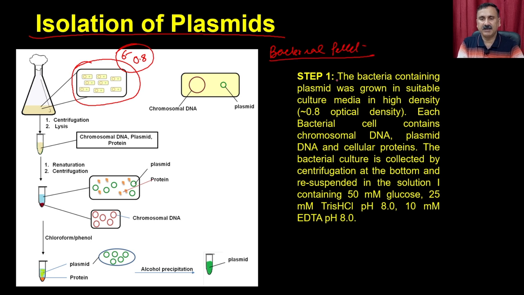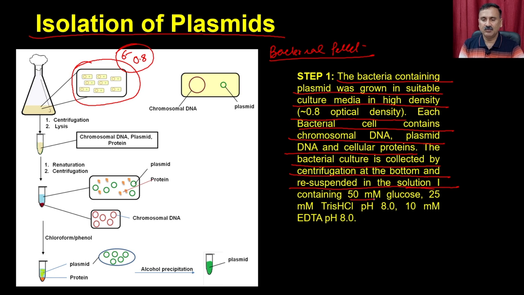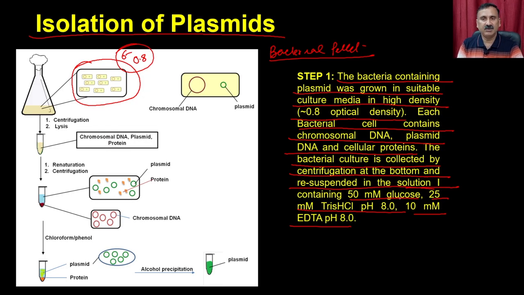In step one, the bacterial pellet was grown in suitable culture media to a density of 0.6 to 0.8. Each bacterial cell contains chromosomal DNA, plasmid DNA, and cellular protein. The bacterial culture is collected by centrifugation at the bottom and resuspended in solution 1 containing 50 millimolar glucose, 25 millimolar Tris pH 8, and 10 millimolar EDTA. So in the first step, you are going to pellet down the bacteria, remove the media supernatant, and then resuspend this bacterial pellet in solution 1, which contains 50 millimolar glucose, 25 millimolar Tris, and 10 millimolar EDTA, pH 8.